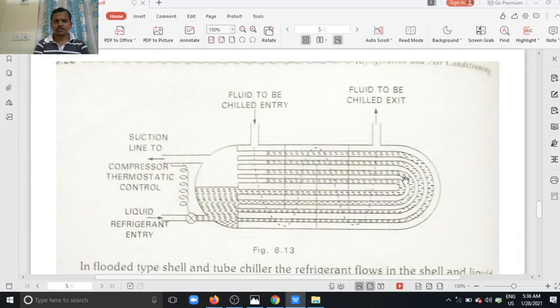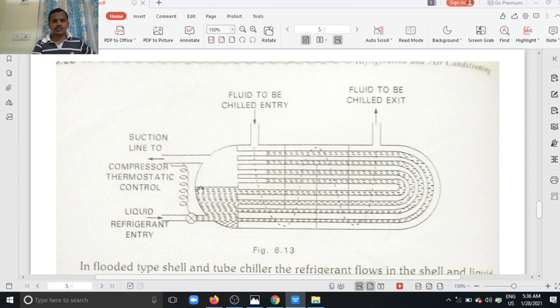So this is the dry expansion type. See here, the liquid refrigerant enters from this area. This is the chamber. This is the opening, the space for the vapor refrigerant to be collected.